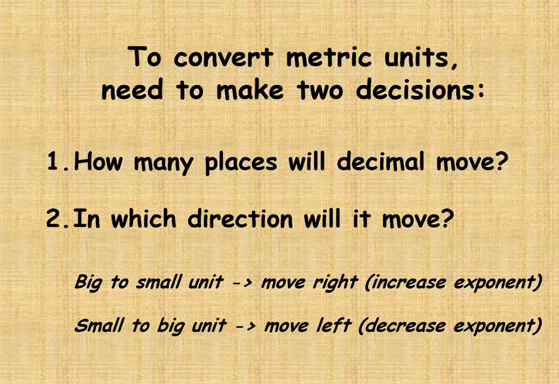So the two questions you need to ask are, number one, how many places will the decimal move? And number two, in which direction will it move? And the rule of thumb is if you go from a big to a small unit, the decimal moves right, or you increase the exponent. If you go from a small to a big unit, the decimal moves left, and you decrease the exponent.